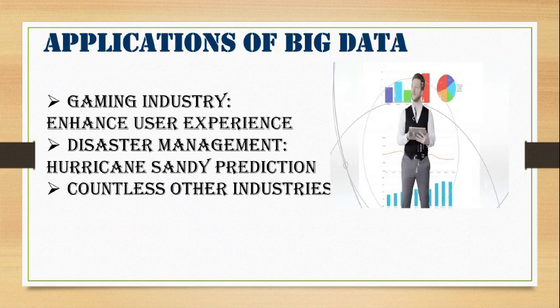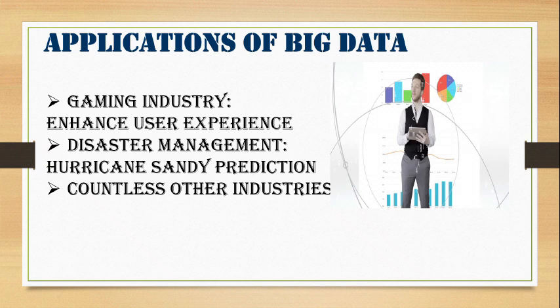Similarly, during Hurricane Sandy in 2012, big data played a crucial role by helping experts predict the hurricane's landfall 5 days in advance, something that wasn't possible before, and supporting disaster management strategies along the U.S. East Coast. These examples make it clear: when analyzed properly, big data is not just useful, it's transformative.